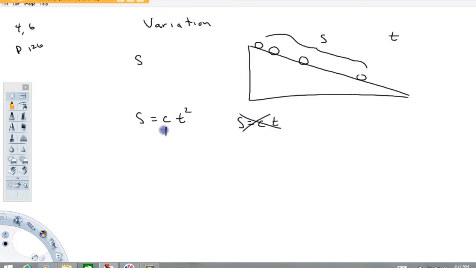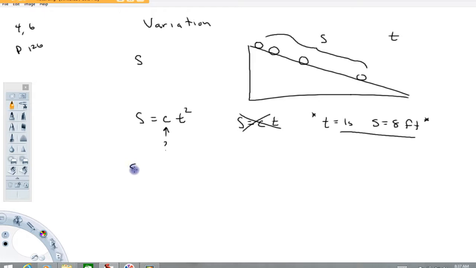Now the constant needs to be determined. We can determine that from the data in the problem. It said if the ball rolls 8 feet in 1 second, how far will it roll in 4 seconds? So I'm going to write this down. If t is equal to 1 second, then S is equal to 8 feet. Again, this was given in the problem. So we can use this data to find our constant.